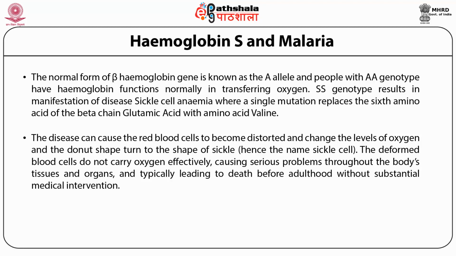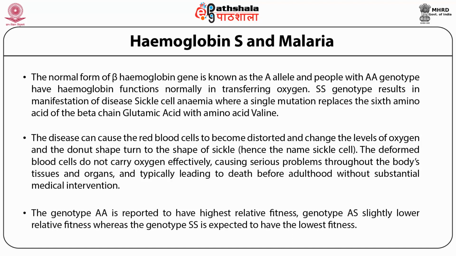With respect to natural selection, relative fitness is assigned to different genotypes. In this situation, we have 3 different genotypes: AA, AS, and SS. The genotype AA is reported to have the highest fitness, genotype AS slightly lower relative fitness, whereas the genotype SS is expected to have the lowest fitness.